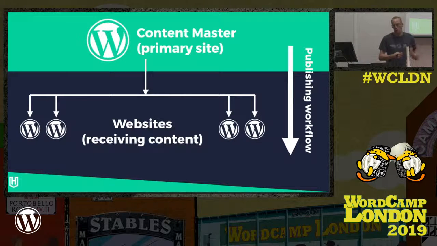And the flow of information goes from top to bottom. So I can send a piece of content down the chain to a specific site. I can send it to a group of sites, and they'll all receive that content. But that information can't go back up the tree. So it's a one-way process going down.